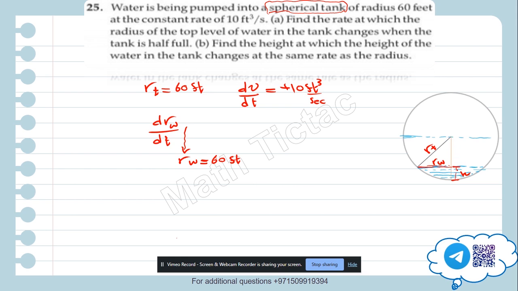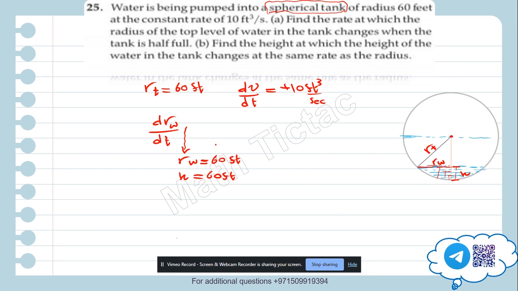Also, what about the H of the water? H is increasing. For example, at this level, this is H. At this level, this is H. Once I'm at this point exactly, H, the height of the water, will also be exactly equal to the radius of the tank. So H will also be equal to 60 feet.